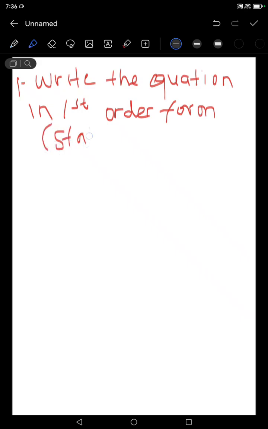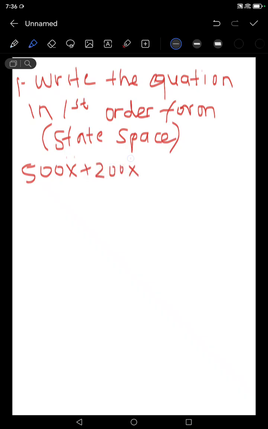We call them what? State space. So when we're talking about the state space, we're going to assume... Okay, so we have that equation, which was 500 x double dot plus 200 x dot plus 750 x equals 2000. We have this equation, so we want to write our equation in a first order form. To do that, we have to write what? The state space. So to write the state space, we have to let.